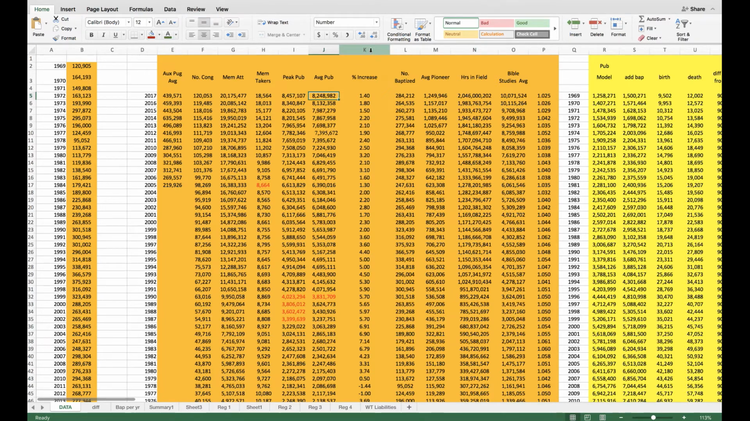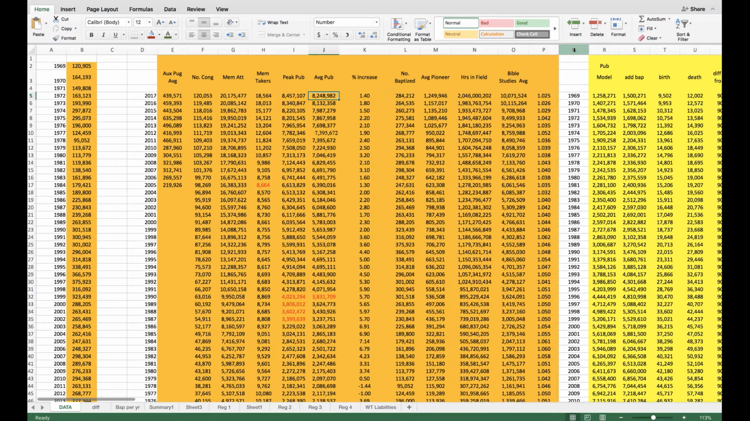In the case of Watchtower, the statistics are centered or focused on the growth of the organization. You know, how successful are people in converting into the organization? And so that is the focus of the data. And like I said, I got the data off of JW Facts. I spent a lot of time doing it. I wasn't able to quickly find data in an Excel file already. So I just took the time to go to JW Facts and put the data into a spreadsheet.